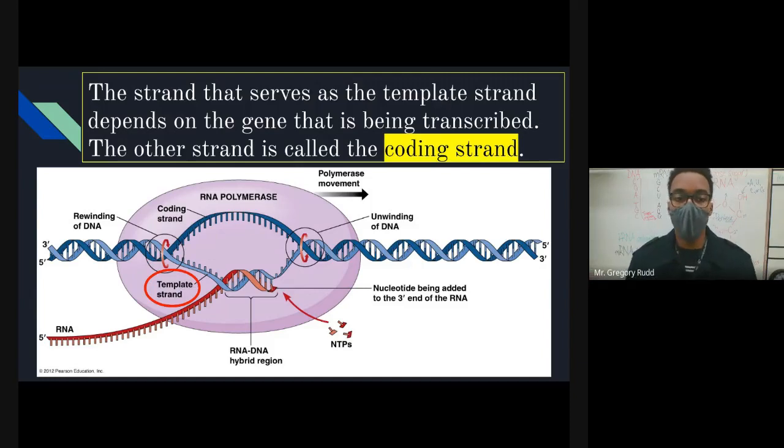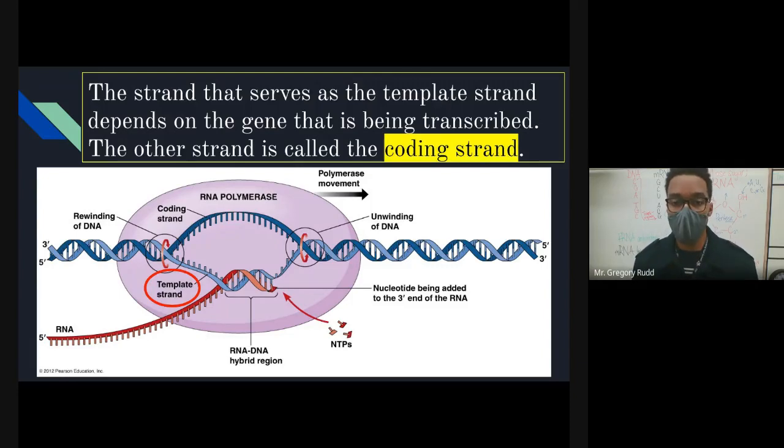So it could be either one of the strands of DNA. Of course, obviously DNA is a double helix, so it has two strands. Either one of them can be transcribed. It's really just a matter of which gene is being transcribed at the time. So whichever one gets transcribed, we're going to read it in the 3' to 5' direction. And I'm going to explain why that is.